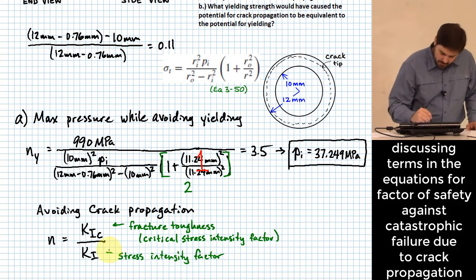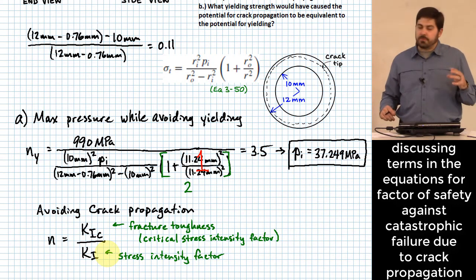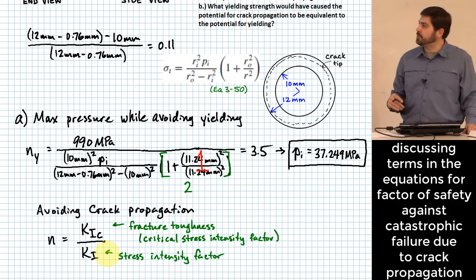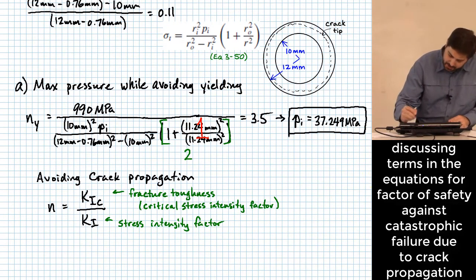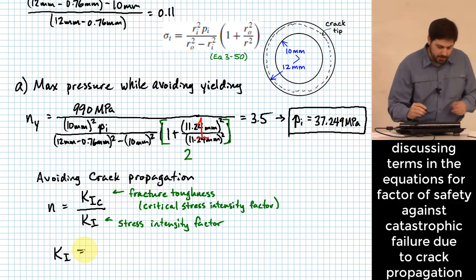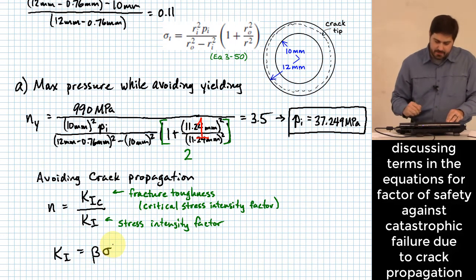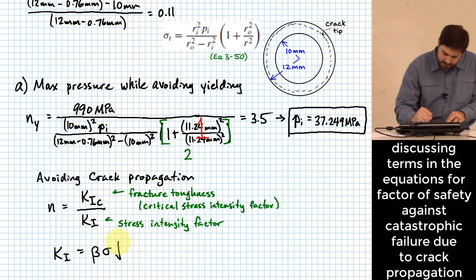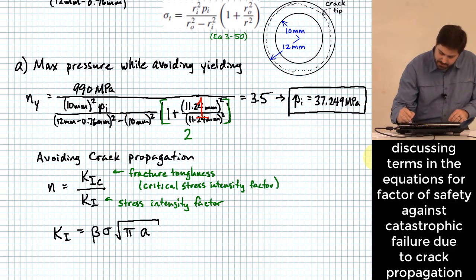Okay, so what? Well, K sub I sub C has some ways that we can find it, right? We can look up some values for some of our materials and figure out a value for this fracture toughness. K sub I has its own formula that I'm going to put down here. So the stress intensity factor, K sub I, has its own formula that is beta times the stress, a nominal stress that's being carried, times the square root of pi times A. And let me define all of these little terms right here.